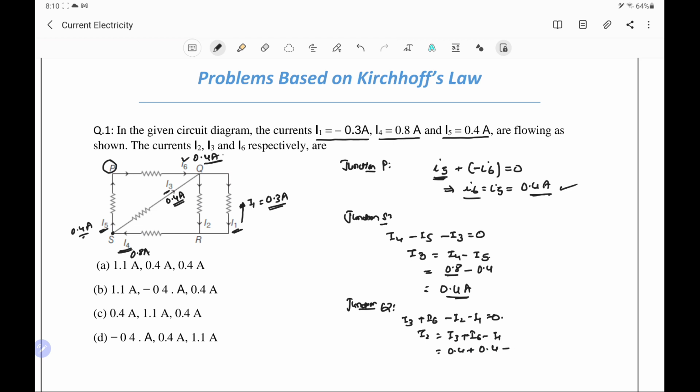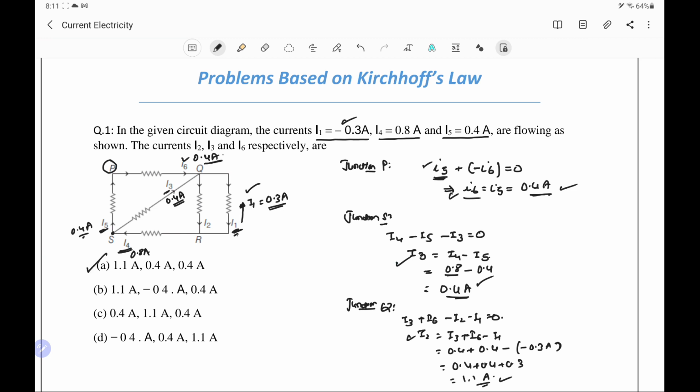minus I1. Here this current I1 is taken in the shown direction and it is given minus 0.3, so we will write it as minus 0.3 ampere. If we use this I1, then it will be the incoming current, so we have to use the plus sign. So here it is 0.4 plus 0.4 plus 0.3, which is equal to 1.1 ampere. In this way we have found I2 is 1.1 ampere, I3 is 0.4 ampere and I6 is 0.4 ampere. Option A is the correct option.